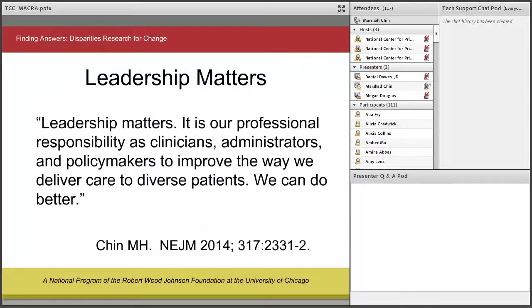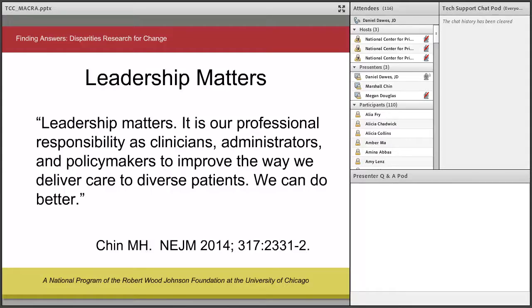I'll end with this quote, which I've learned, both locally in Chicago and as we've worked with a lot of places across the country: leadership really matters. It's our professional responsibility as clinicians, administrators, and policymakers to improve the way we deliver care to diverse patients. We can do better. And it really does take individual champions. Everyone here on this webinar has a crucial role in being a champion, both at your own organization and nationally, as we look to improve equity across the country. I'll turn it back to Daniel and Megan now.